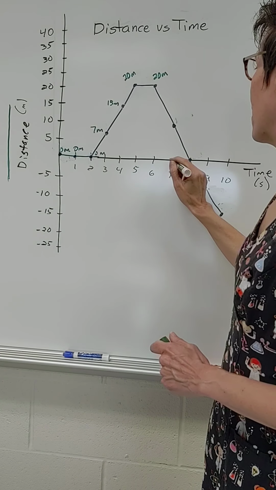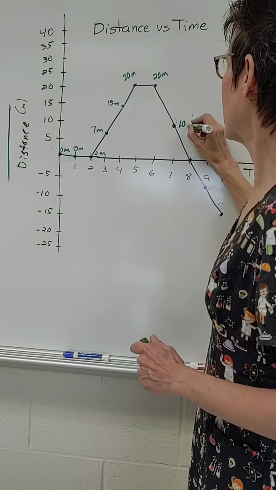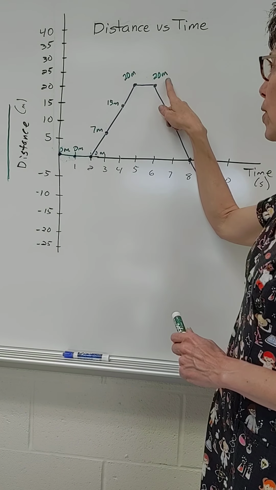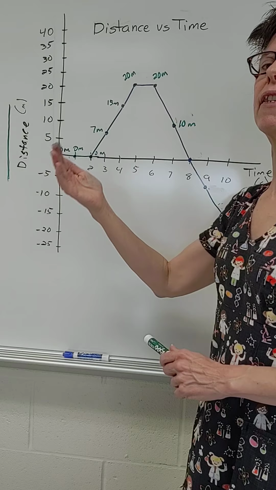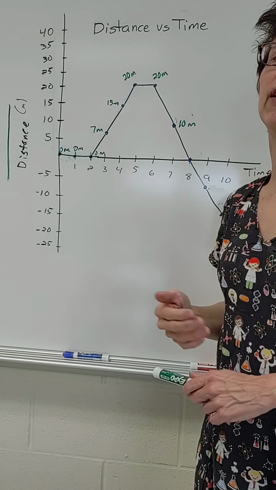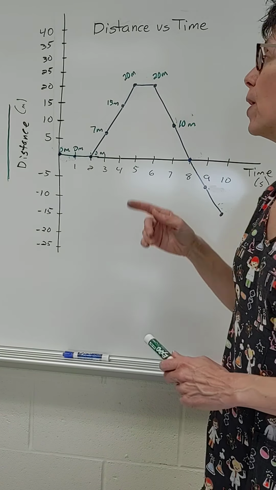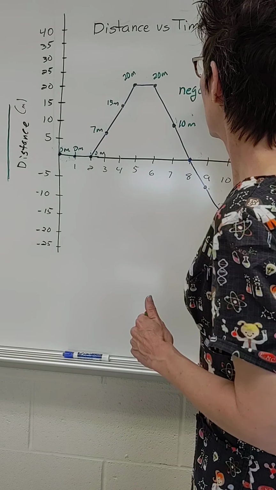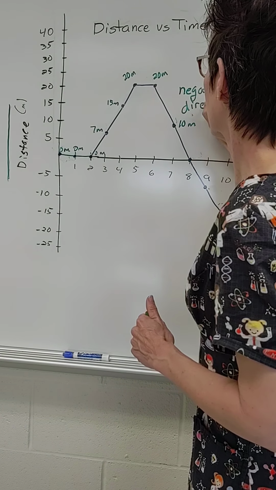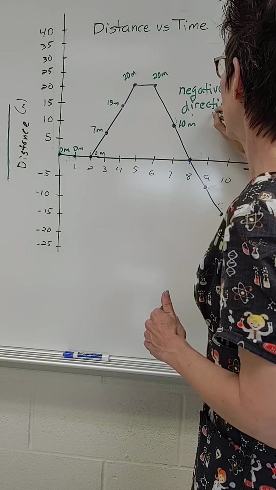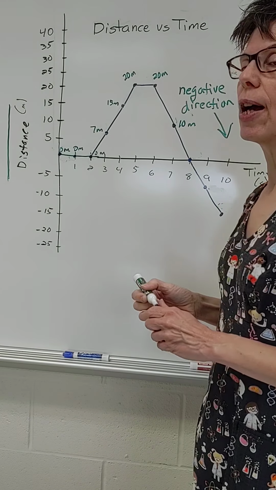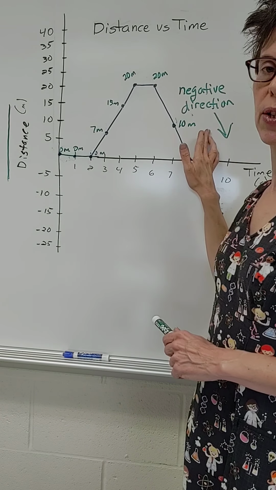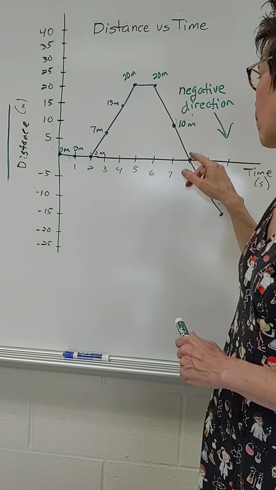Now, as we come along at 7 seconds, this thing, or this person, is 10 meters from the start. They were at 20, now they're 10. That means they are traveling backwards. They're traveling back towards the start. We sometimes say that they are moving in a negative direction. Anytime on a distance versus time graph that you see the line going down, the person or the object is moving in a negative direction.